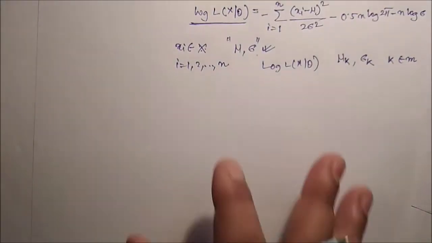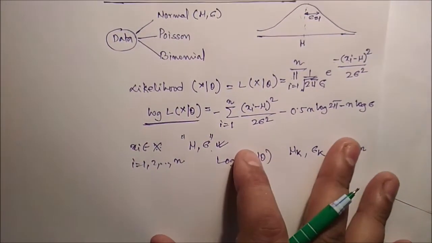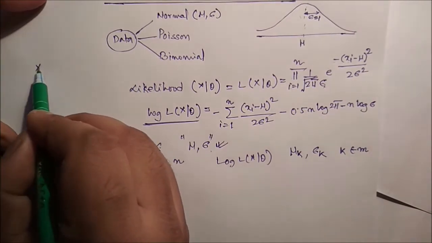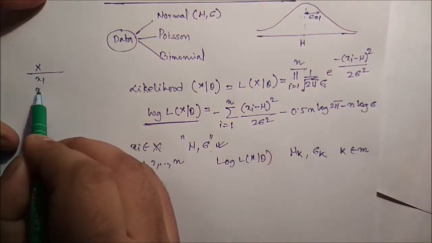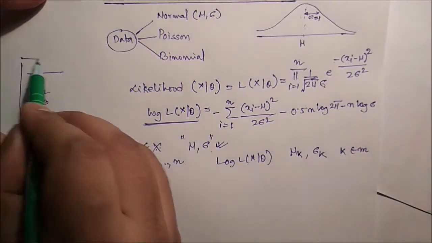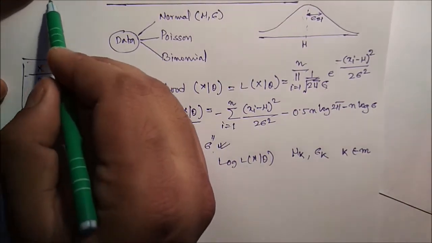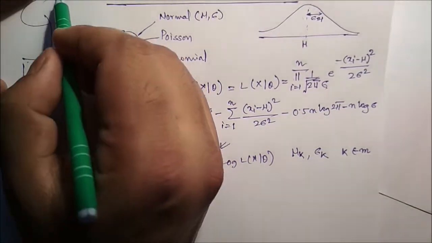Now suppose, in short, we have a set of data, say capital x1, x2, x3 to xn. We don't know, so it's a sample data. That sample data must be taken from some population data.